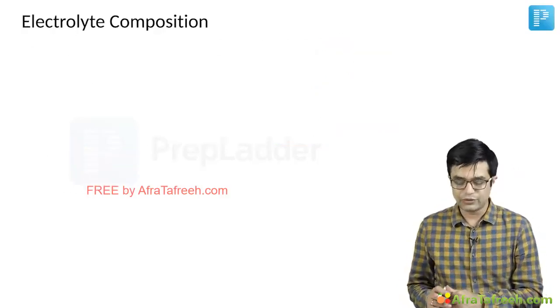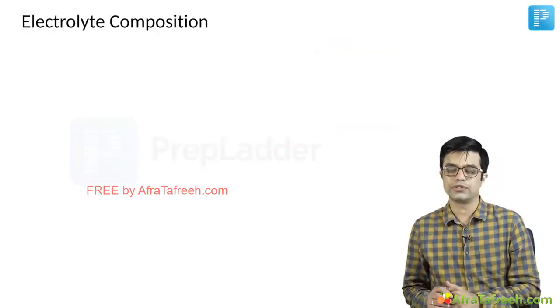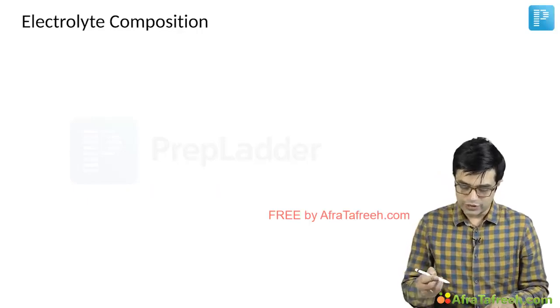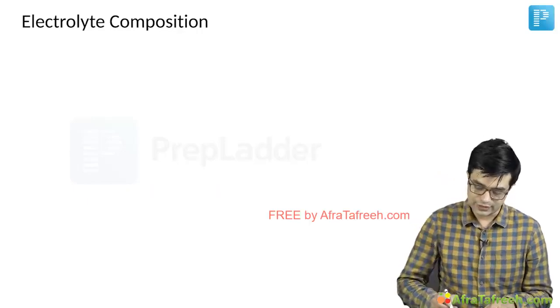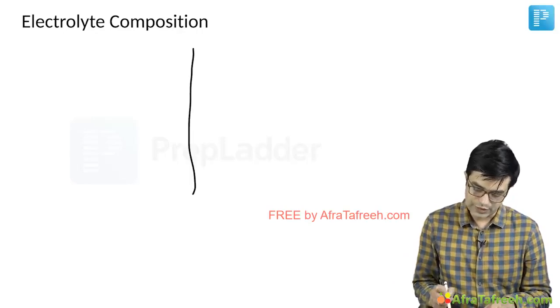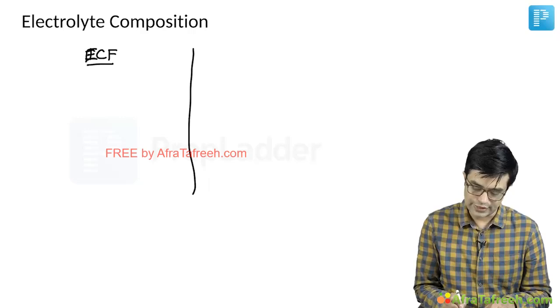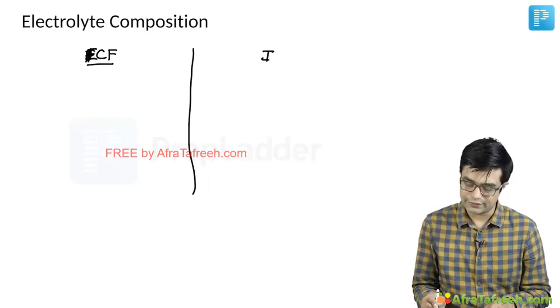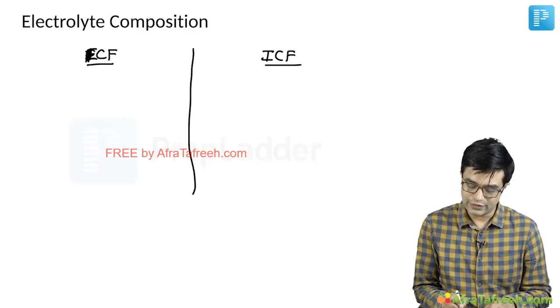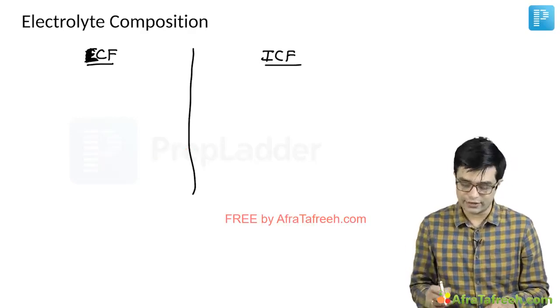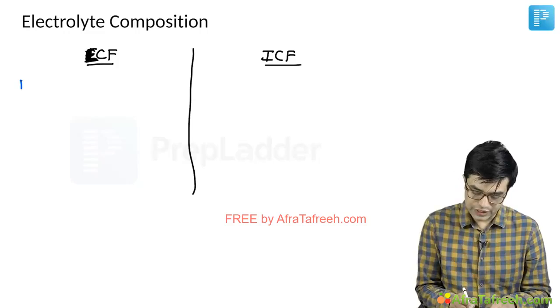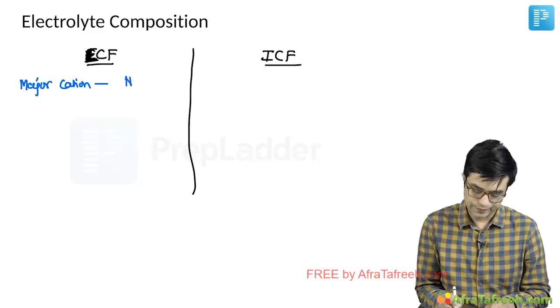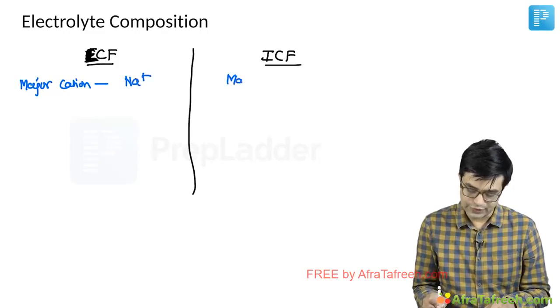Now the third thing that we need to understand in basics is electrolyte composition. Now if you talk about inside the cell and outside the cell, let us make two compartments here, let's write it as ECF and ICF. So ECF will be outside the cell, ICF will be inside the cell, right? In ECF, the major cation is sodium, whereas in ICF, the major cation is potassium.